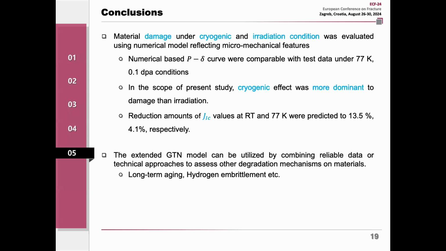As a concluding remark, the extended GTN model can be utilized to provide reliable data while reducing time, numerical cost, and financial effort, combined with a technical approach to assess other degradation mechanisms in materials, such as long-term aging through the operation of a nuclear power plant, hydrogen embrittlement, and in the future hydrogen liquefied tanks and antifreeze coolant tanks. Thank you for your kind attention.